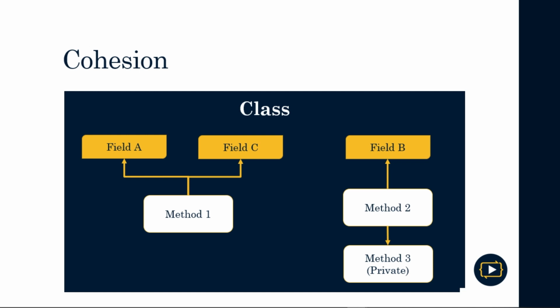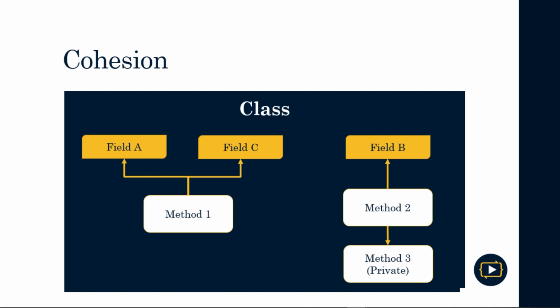Now that we have sorted the members of the class, you have probably already noticed that there are two large groups in this class. A first group that is made up of a method that uses field A and field C, and a second group where field B and methods 2 and 3 are related. What does this separation mean? It means that method 1 and method 2, which are the main methods in this class, share very little in common, probably because we are giving multiple responsibilities to this class.